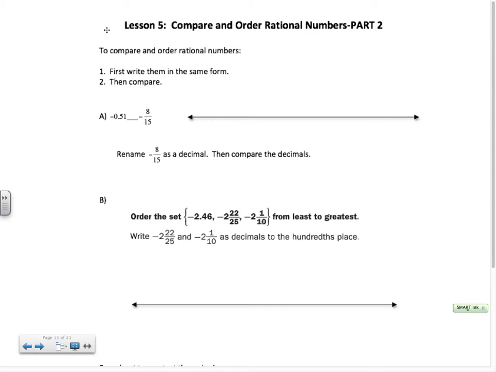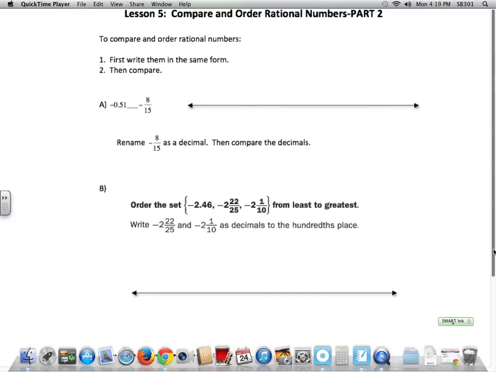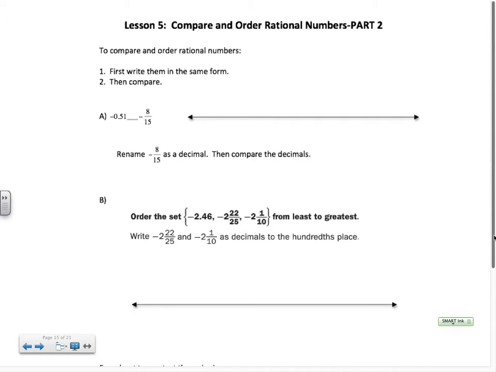Now that we had a chance to compare some rational numbers that have fractions and decimals, we're going to mix things up a little bit here, so pay close attention. Again, we're going to look at number lines just so you have a sense of where these numbers are on a number line for their size. To compare and order rational numbers, two steps. First, write them in the same form. So we've been practicing changing fractions to decimals on our calculators, so that's all we have to do. Once we get them both in decimal form, then we can compare the numbers.